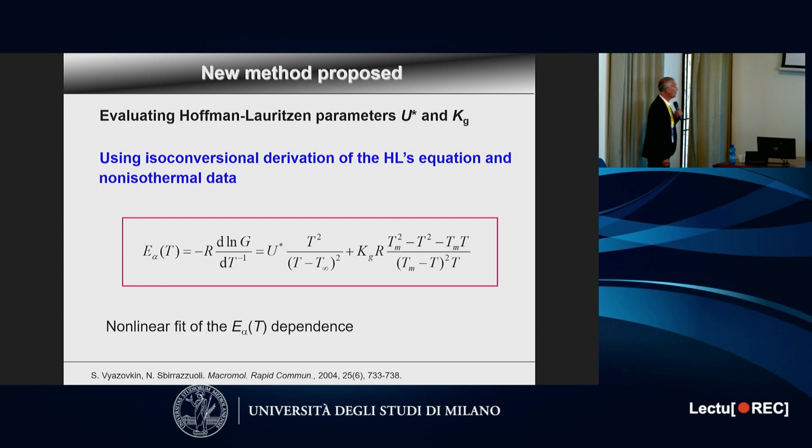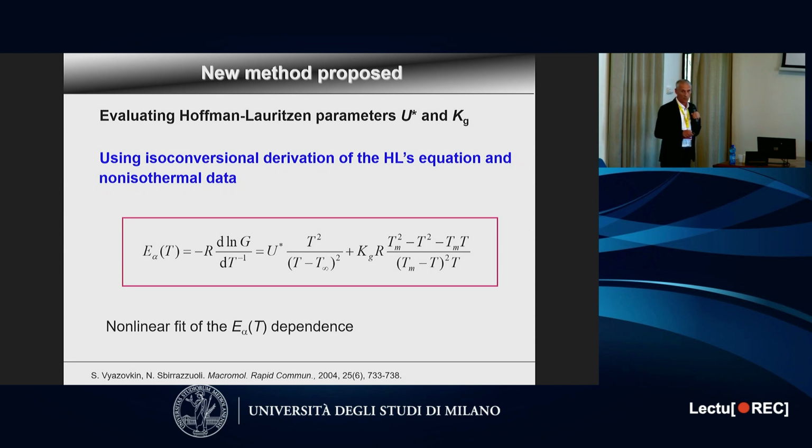We have developed a new method to determine the Hoffman-Lauritzen parameters U* and Kg. To develop this method, we have applied what we call the isoconversional derivation to the Hoffman-Lauritzen equation. So we just apply this derivation. I do not go into detail. It takes some time to do this, but we arrive at this equation.